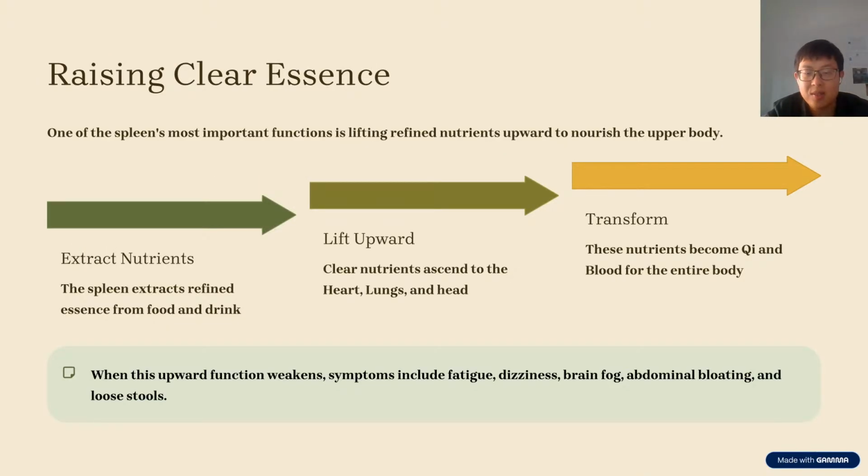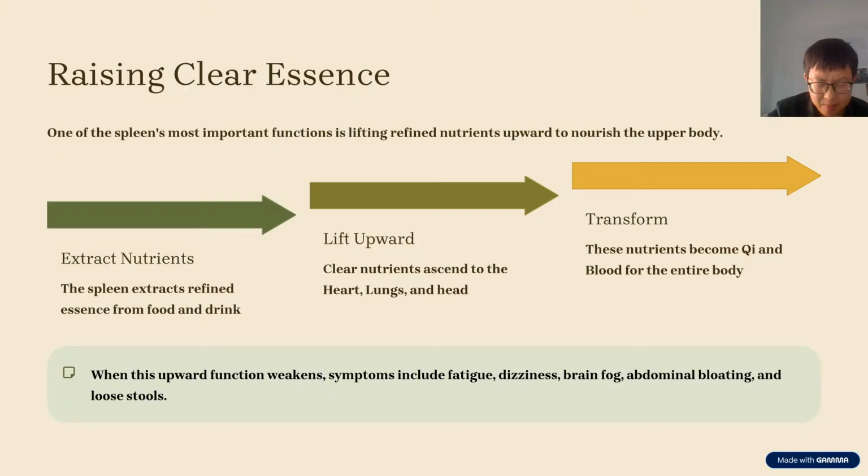Okay, here it is. The spleen governs the essence of clear substances. The clear substances refer to refined nutrients derived from the food. After digestion and absorption, the spleen transports these substances upward. They are delivered to the heart, to the lung, to the head region. Through further transformation, energy and blood are generated. These substances nourish and moisten the entire body.